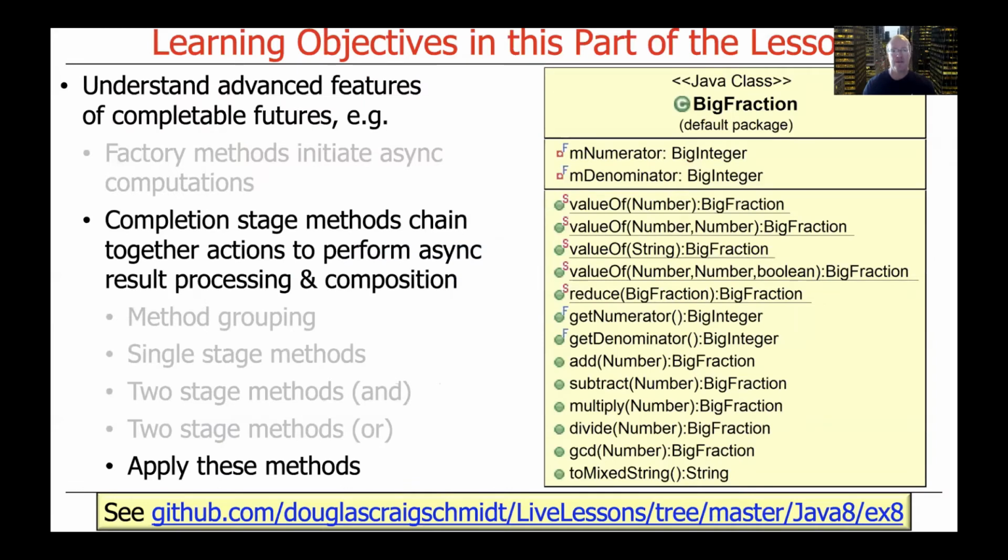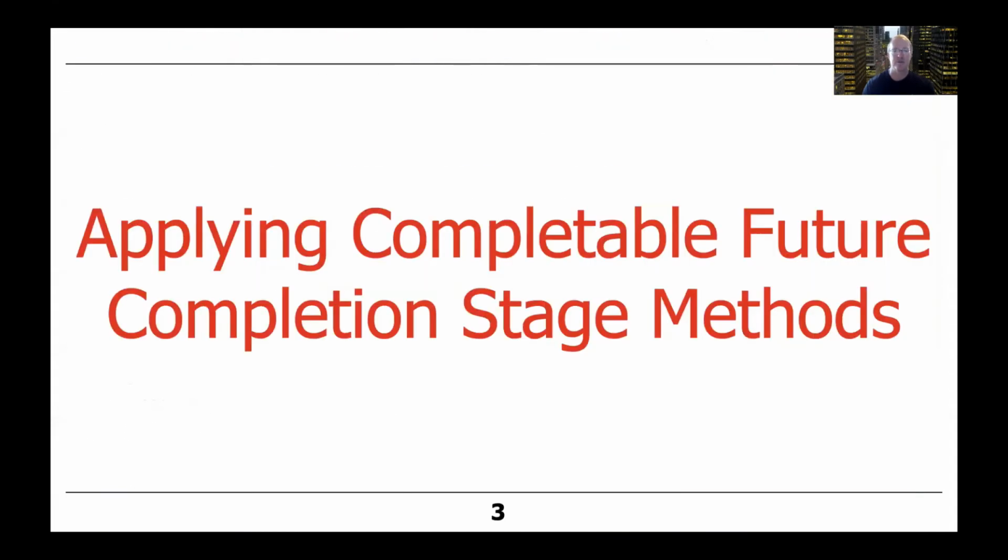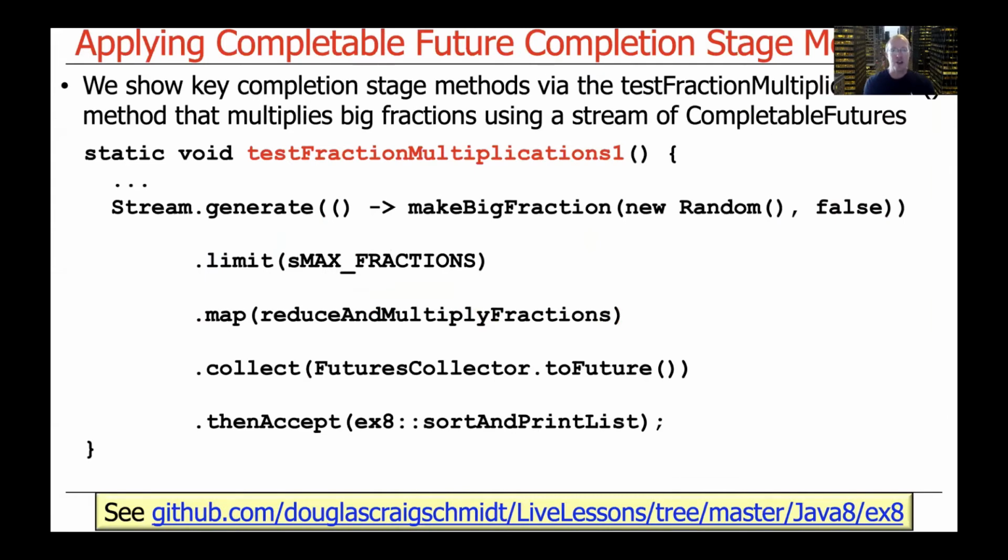interesting things. And as before, we're going to demonstrate these features in the context of our big fraction multiplication and division class. So we have this big fraction package, and you can get all the code here in my EX8 folder. So the particular method we're going to look at here is part of the EX8 example, and it's called test fraction multiplications 1. And the name indicates the fact that there's also a test fraction multiplications 2 method, and that does other things, which we're not going to talk about right now.